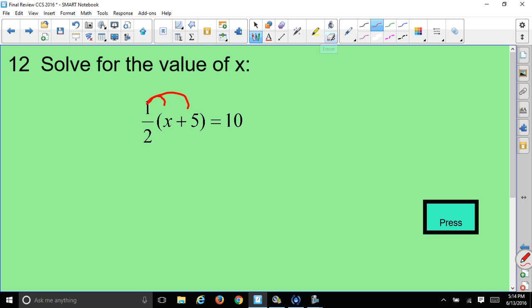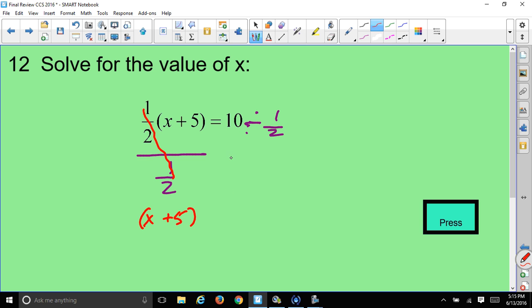So let's erase that. And I'm not going to distribute. I am going to do the opposite to solve for x. I'm multiplying 1/2 times (x plus 5), so I'm going to divide by 1/2, and I'm going to do that to both sides. Notice how I'm going to write divide this way by 1/2, because over here it cancels out for us nicely, leaving us with x plus 5 inside the parenthesis. And I have 10 divided by 1/2.